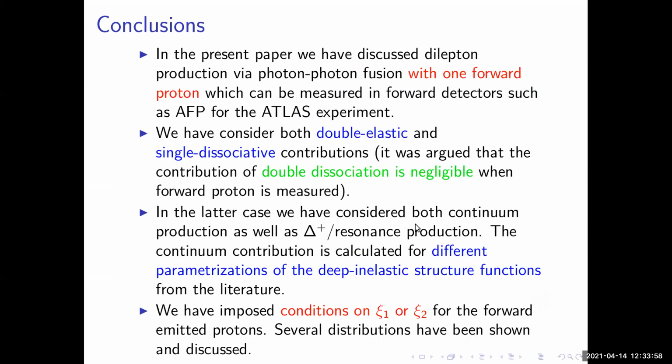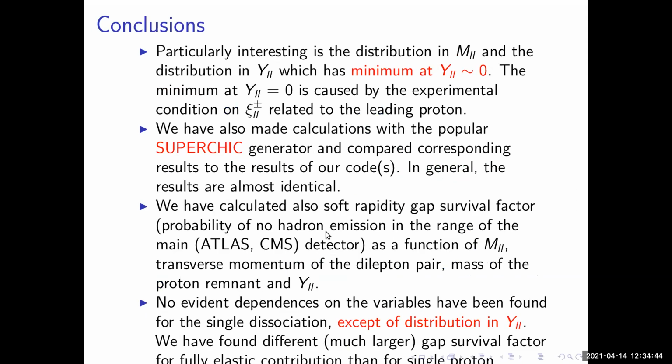So I think I will go to the conclusions. We have presented a calculation of dilepton production with one forward proton. We also discussed the double dissociation process, but we came to the conclusion that it gives a negligible contribution. In addition, which I had no time to discuss, we included resonances, the delta resonance and some other nucleon resonances, which are usually not included in the standard parametrization of the structure functions, and they can give a contribution of the order of 10%. We have found an interesting effect of the gap survival on the rapidity of the dilepton pairs. I think I will stop here because I was talking too long.